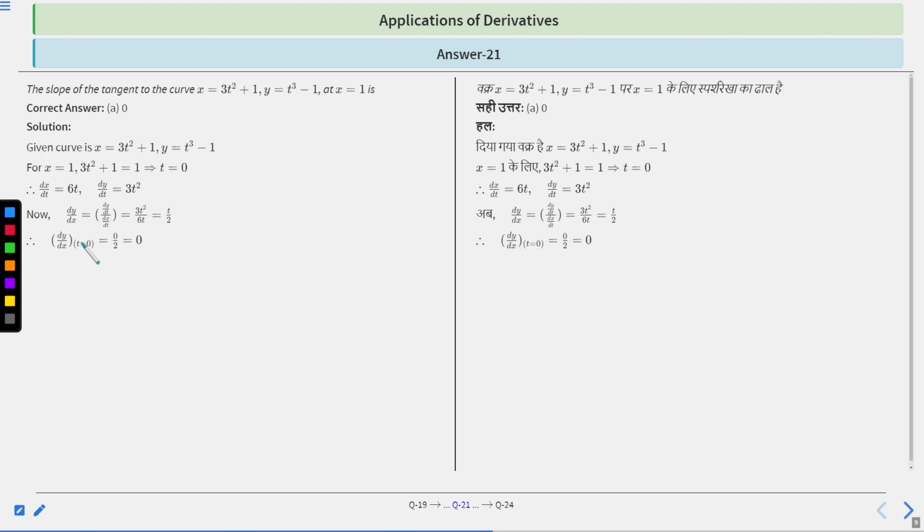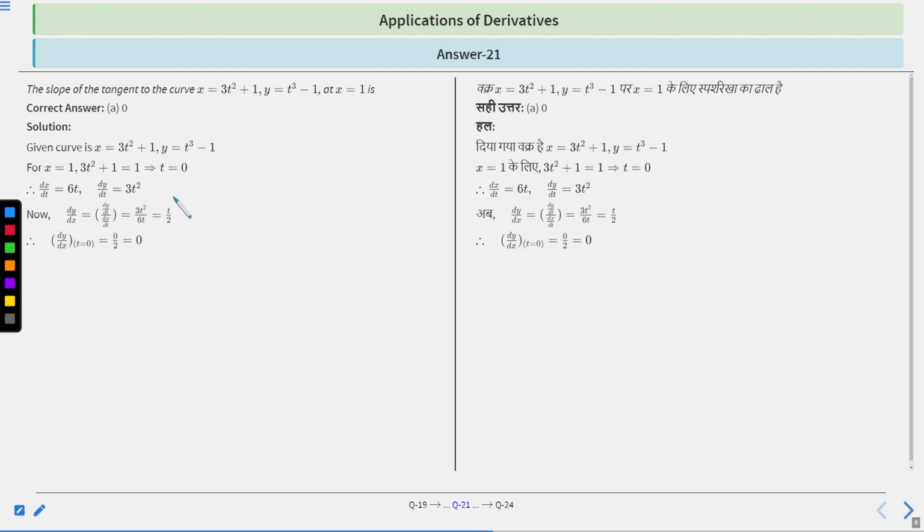Now we can calculate dy/dx by using (dy/dt) upon (dx/dt). So let's put dy/dt and dx/dt: 3t² upon 6t, which is equal to t/2. Now we have to find the dy/dx at x equal to 1, but at x equal to 1, t is coming out to be 0. Clear? So we can find dy/dx at t equal to 0.